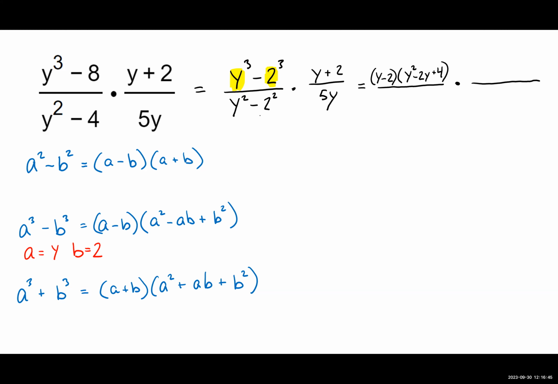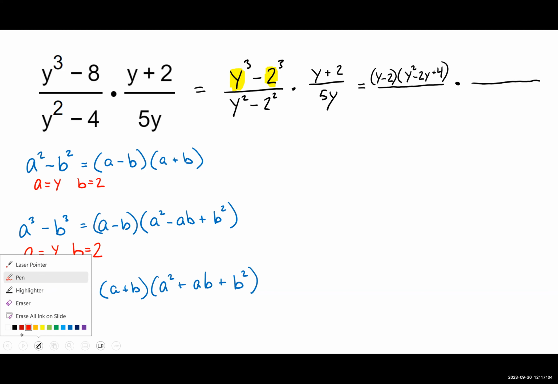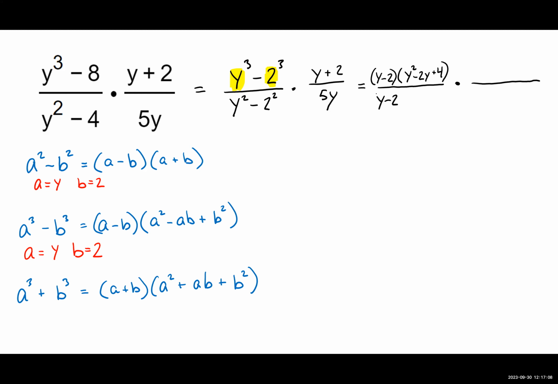Then we've got the squares on the bottom, y squared minus 2 squared. So in that case, again, the a is the y. To match it up with the formula, the a and the b in the formula will become: a is the y, b is the 2. So that will be y minus 2 times y plus 2.